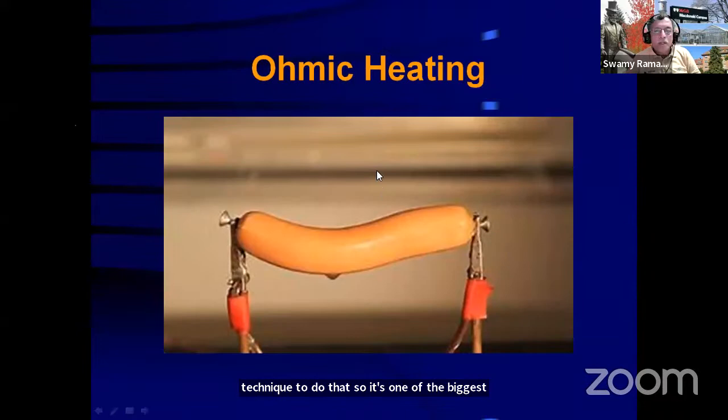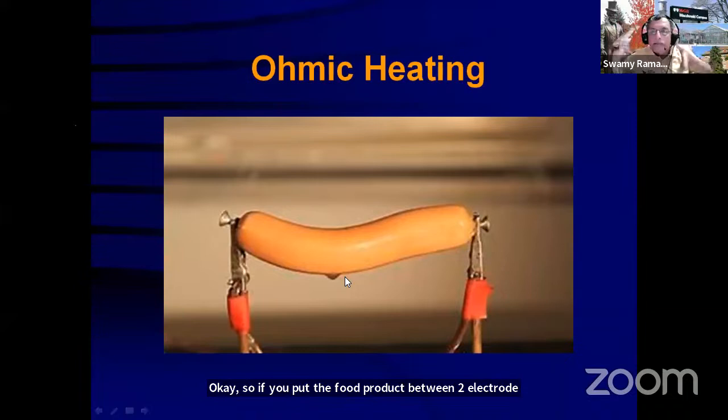Another novel way of looking at it is ohmic heating. Ohmic heating is electrical resistance heating. So if you put a food product between two electrodes, this was kind of shown in the original vending machines.